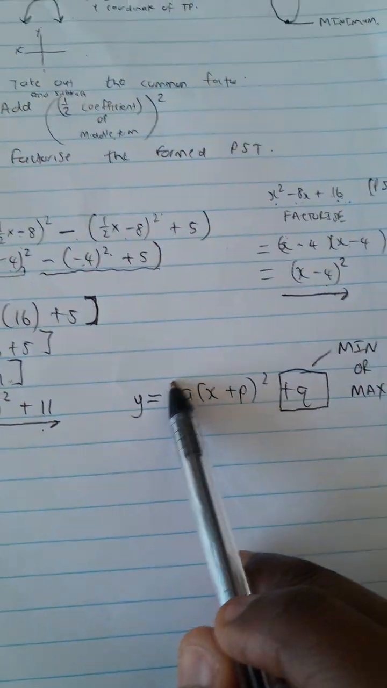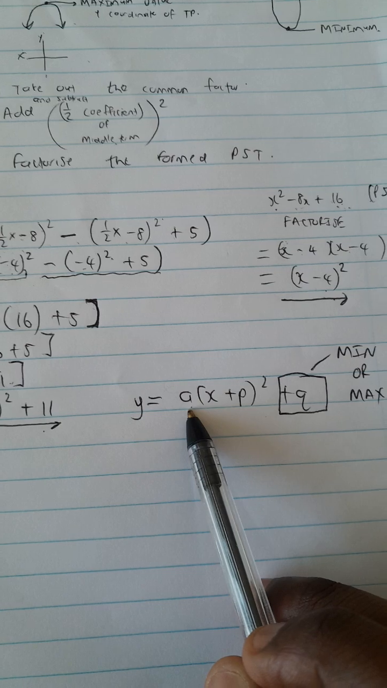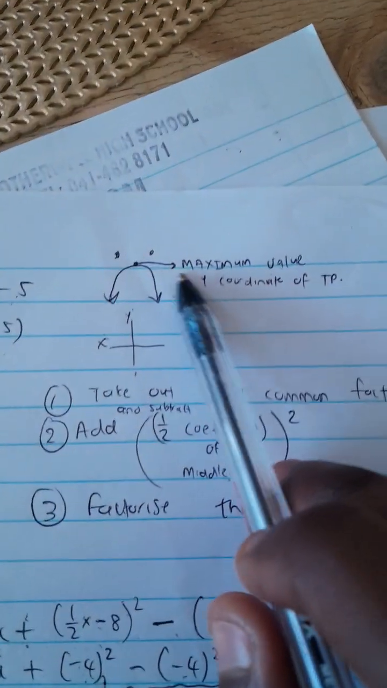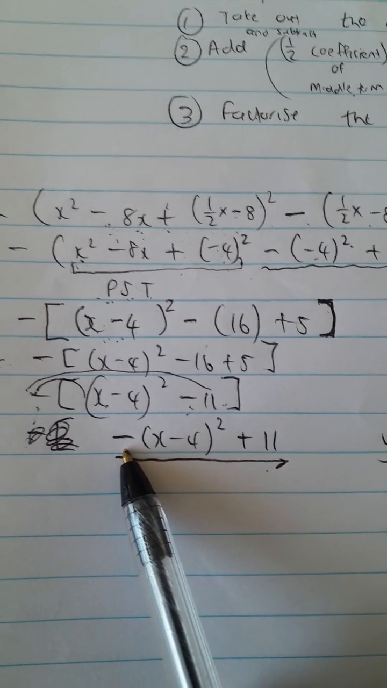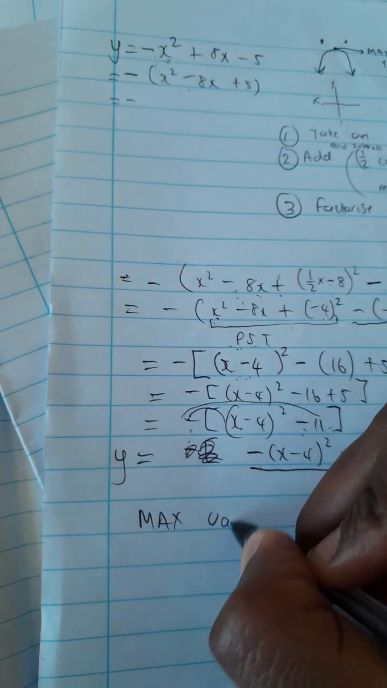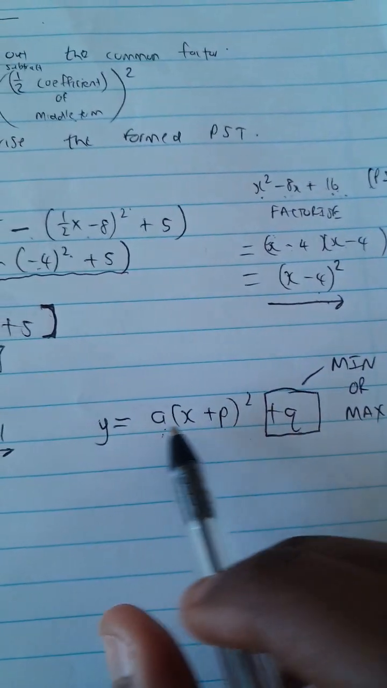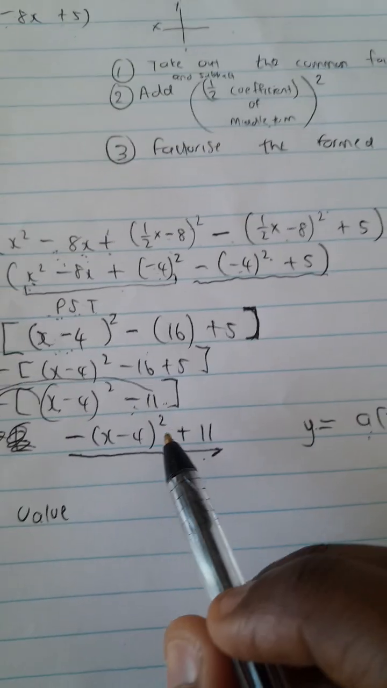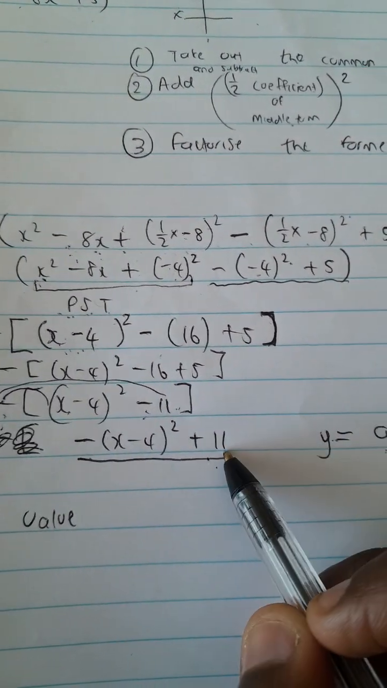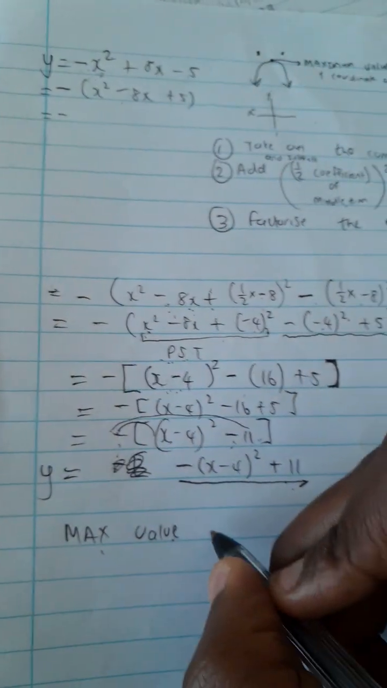So in this case, a tells me about the shape of my function, which I said is concave down, which gives me the maximum. Therefore, I know that a is negative, which means I have a maximum here. But what gives me the maximum value? It is given by the q value when the function expression is in this form. Here it is positive 11. So the maximum value is equal to 11.